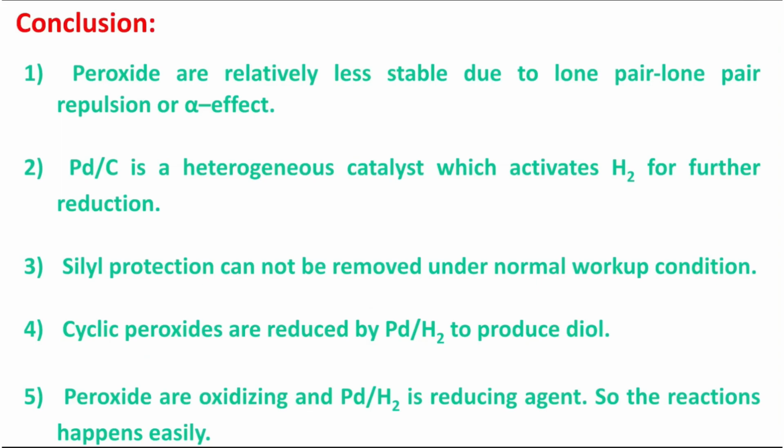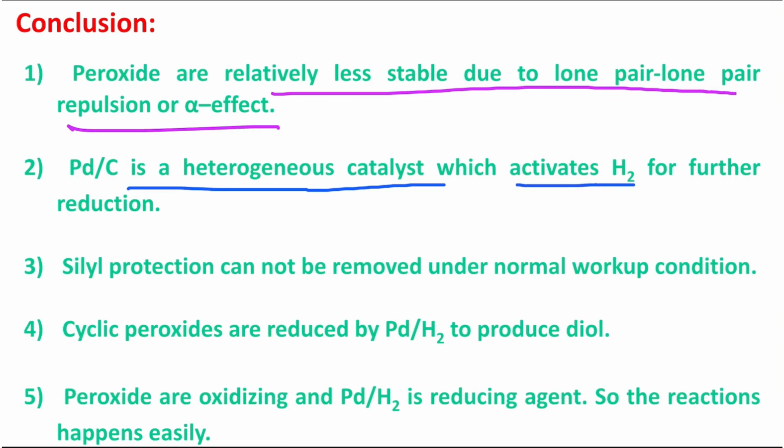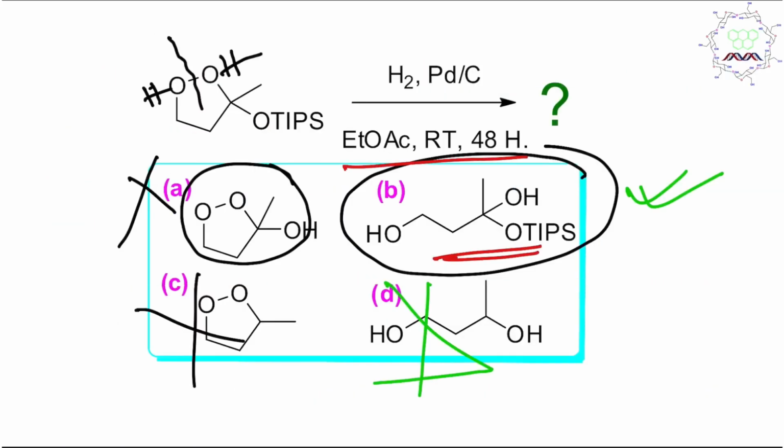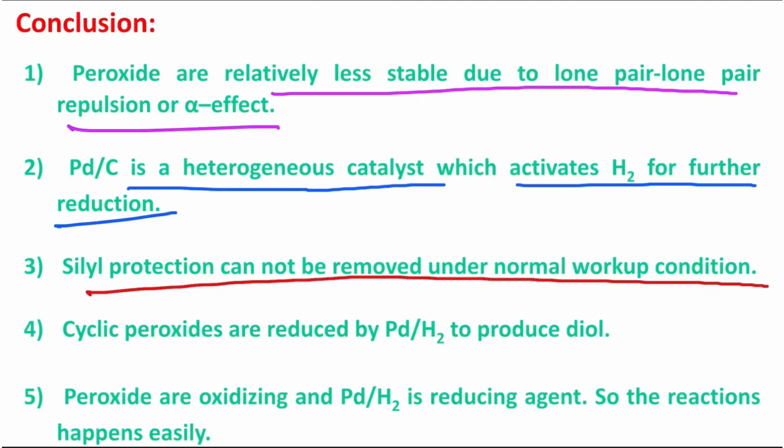So in conclusion, what you have learned today is that peroxides are relatively less stable due to lone pair repulsion, which is called alpha effect. Palladium charcoal is a heterogeneous catalyst which activates hydrogen for further reduction. Silyl protection cannot be removed under normal workup condition, because in this case the condition is ethyl acetate at room temperature, 48 hours, not possible. If you want to break this silyl protection, what do you need? You need fluoride ion, or base or acid. Okay, so in these three ways, this silyl ether deprotection could be done.